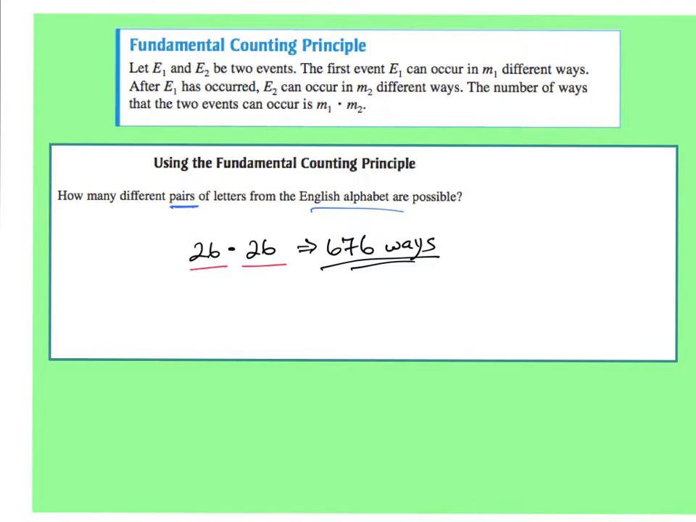Does anybody want to list them out? No? Nobody wants to do that? We could do AA, AB, AC. No, you don't want to list them? I don't think we want to either.